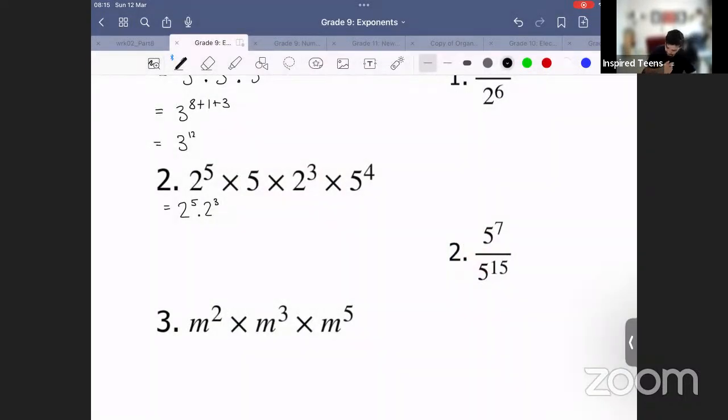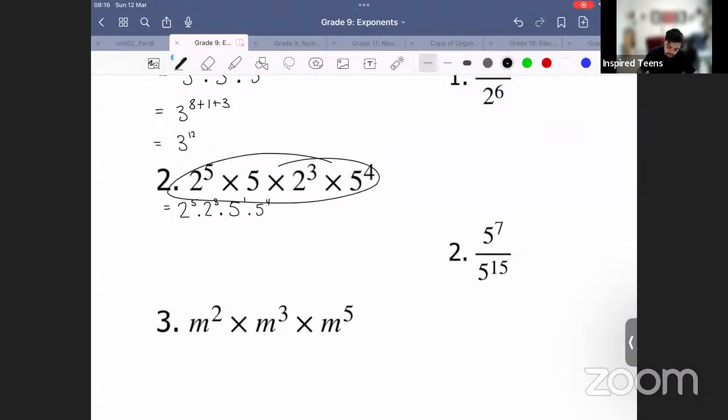Two to the power of 5 times 2 to the power of 3. I think this is called the commutative property of multiplication. I'm not sure if we did it in the beginning when we discussed whole numbers, but it doesn't matter about the order in which you multiply. If you only have multiplication, you could change up the order. So that's exactly what I'm doing. I'm just grouping the 2's and then I'm going to group the 5's: 5 to the power of 1 times 5 to the power of 4.